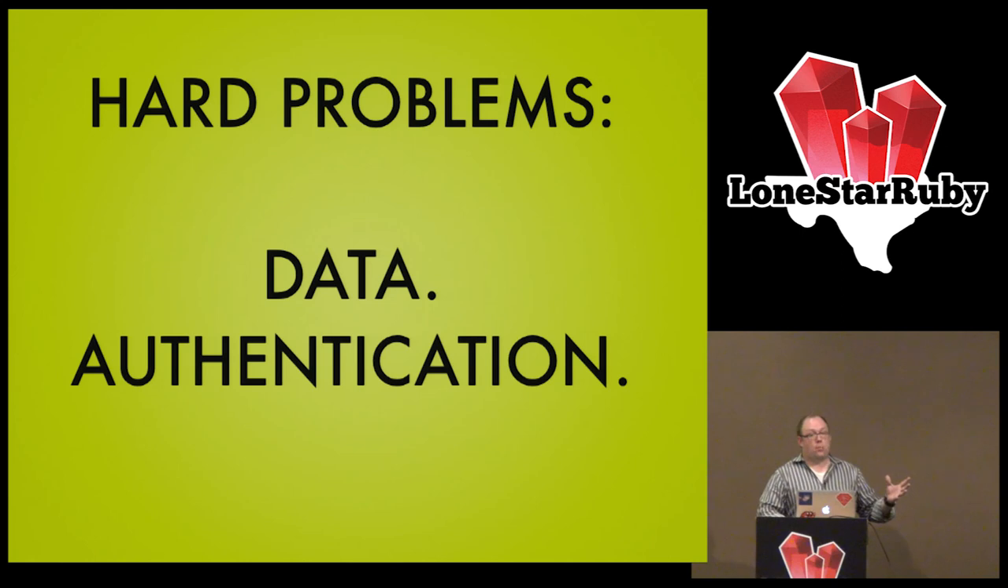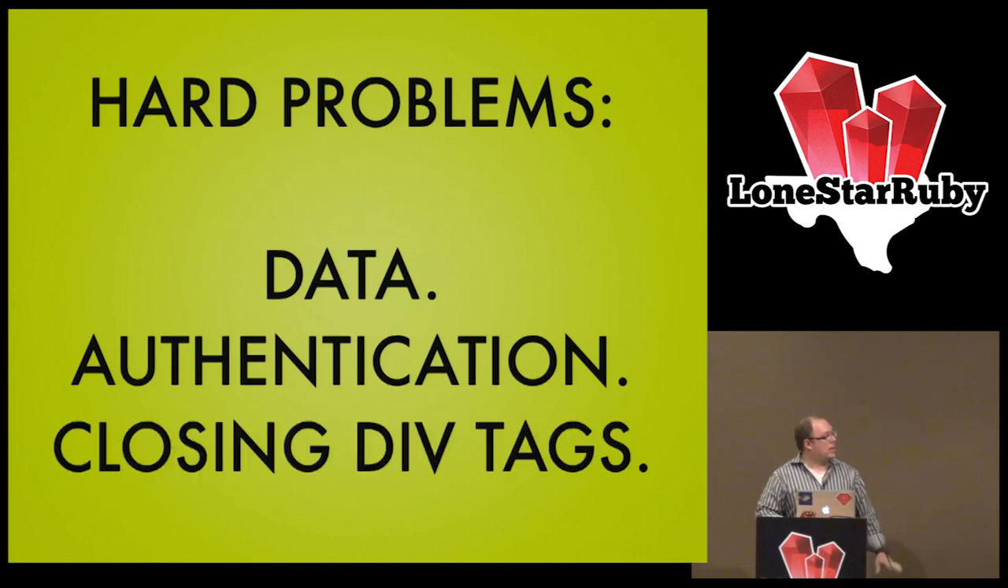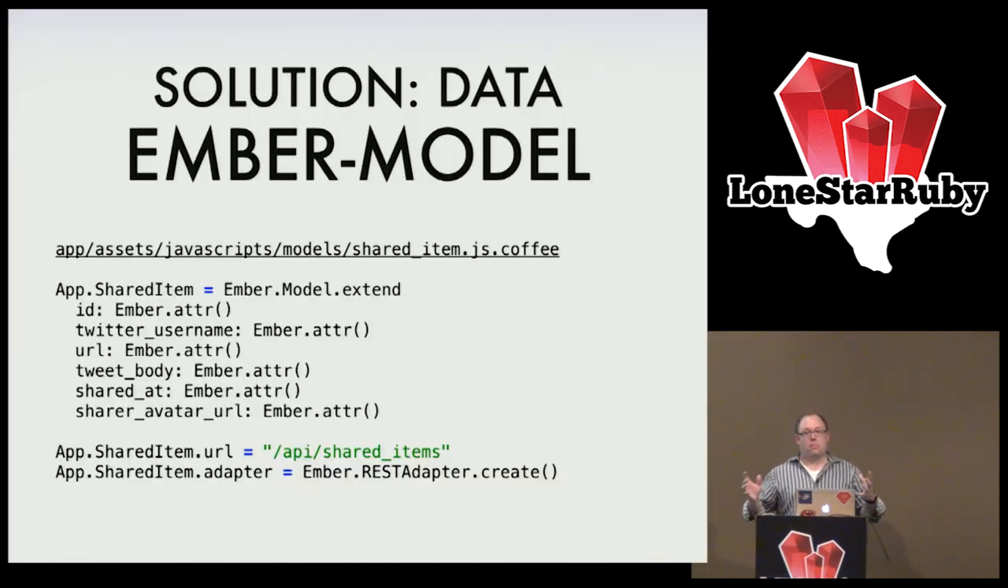So here's a couple hard problems that existed before that have been resolved in the last, seriously, maybe month, 2 months. Data, authentication, and closing div tags. Okay, the closing div tags, that's going to be your responsibility still, but that really will mess your application up. So close your div tags, everybody. Data, Ember model. Remember how we said Ember data? Well, the thing is, Ember data is still not ready. And it's one of the most ambitious JavaScript projects I've ever laid my eyes on. It's beautiful. It's just not ready to use.